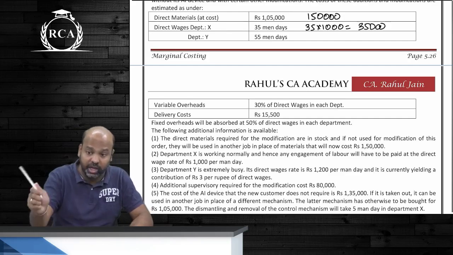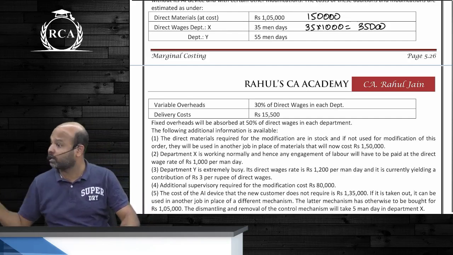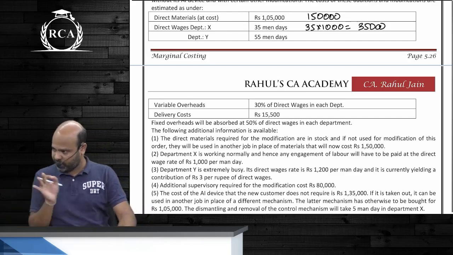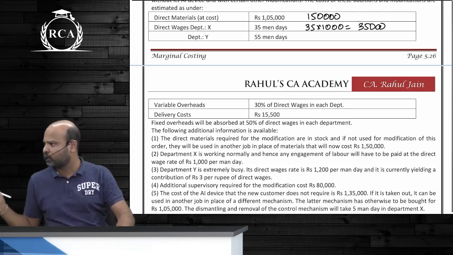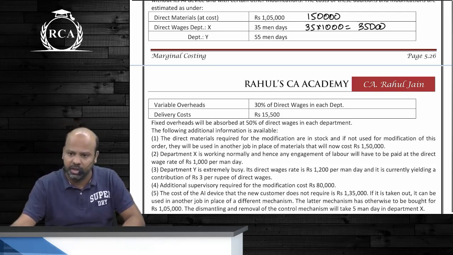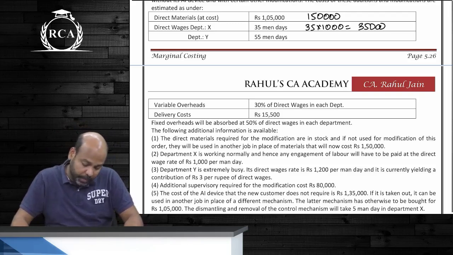Nowhere is it given that our department is underutilized, guys, and we will be able to fully utilize the department. He says we are working normally. If you want to take up any order, you will have to pay at the rate of 1,000 rupees. Isn't that an incremental expenditure? Any incremental expenditure will be relevant for decision making.